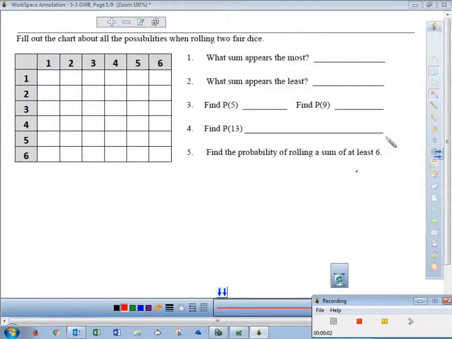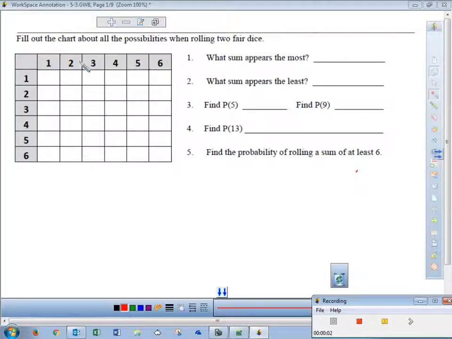Alright, 5-3 in Advanced Algebra 2. Since you missed class, what we did in class is we did a little dice rolling experiment where people rolled two different six-sided dice about 50 times and just recorded the results. It's just kind of an idea to see all the different possibilities that could happen when rolling a die.